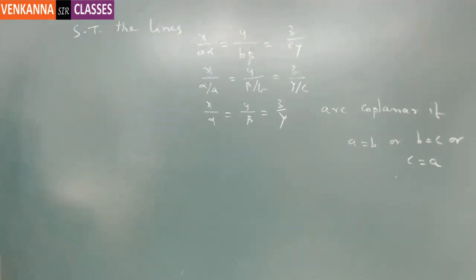So this is the problem. Show that the lines x by alpha is equal to y by b beta is equal to z by c gamma, x by alpha by a equal to y by beta by b is equal to z by gamma by c, and x by alpha is equal to y by beta is equal to z by gamma, all the three lines are coplanar if either a is equal to b or b is equal to c or c is equal to a. That's it.